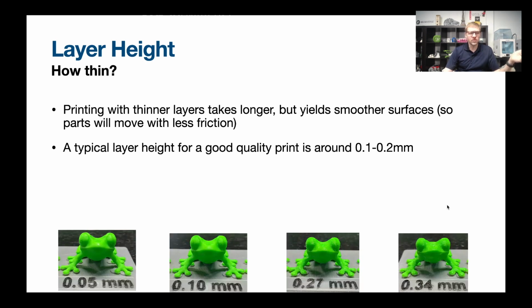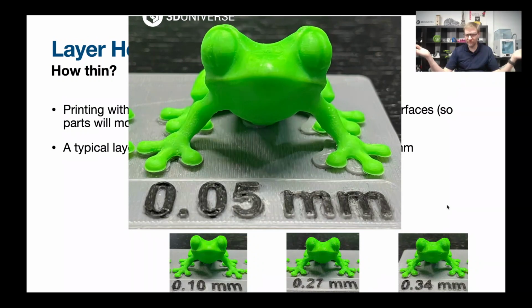Here are some examples. If you were looking at that 50 micron, really thin layer height that I talked about, so this is 0.05 millimeters, if you look at the frog there, you can see that's a pretty nice surface. I did this years ago on an old, very inexpensive FlashForge printer, but it's really nice looking, right? You can barely see any layers whatsoever. You can hardly see the layering at all.